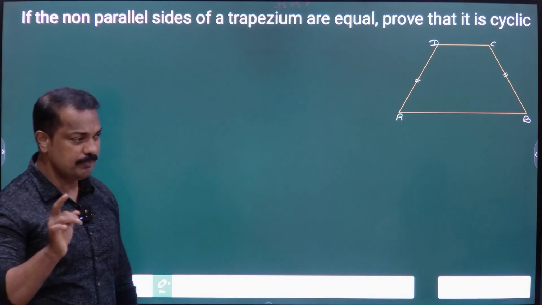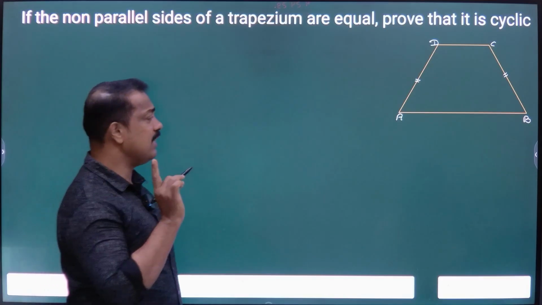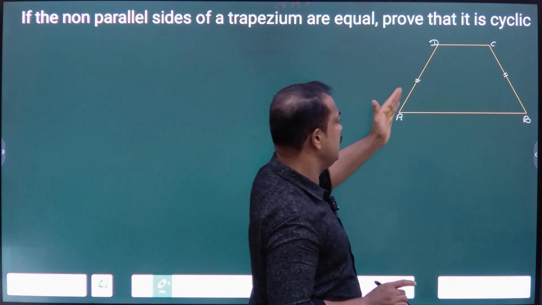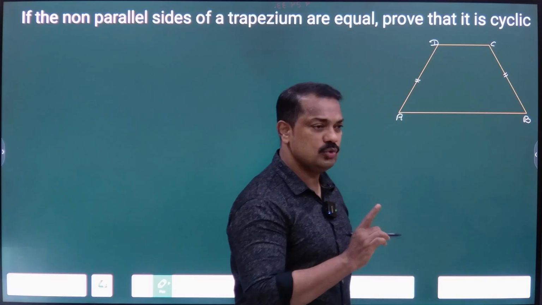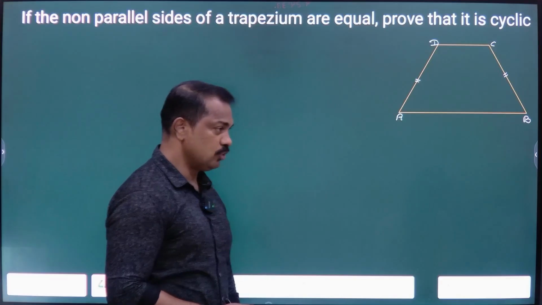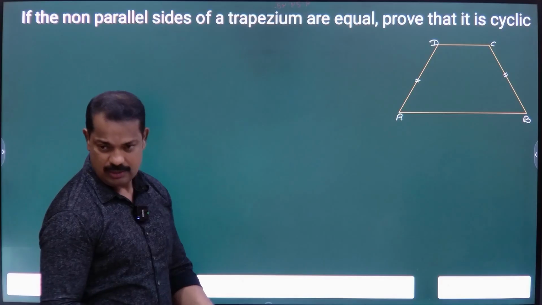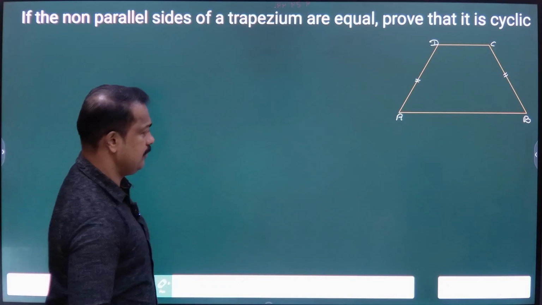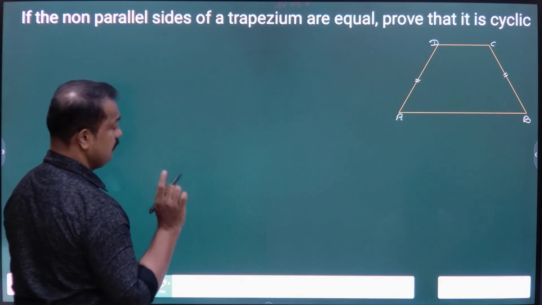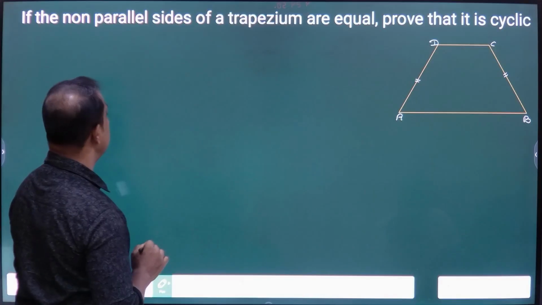Non-parallel sides of a trapezium are equal. Here, what are the non-parallel sides? AD and BC, and these two sides are equal. That is given. It is also called an isosceles trapezium, when the non-parallel sides are equal. AD is equal to BC is given, and AB parallel to DC is also given.